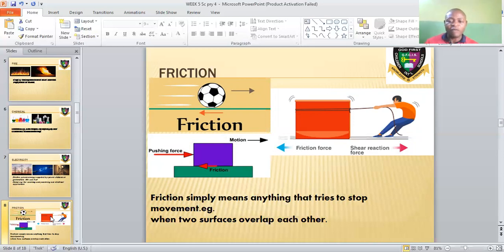Or let's say that you have a crate of soft drinks. It's on a surface, and the floor is also a surface, and you are trying to move the crate of soft drinks on the floor. Now, if you get to a certain place where the crate of soft drinks won't be able to move any further, anything that tries to stop that movement is known as friction. So just have it in mind that anything that tries to stop movement is known as friction. Now, let's move further.